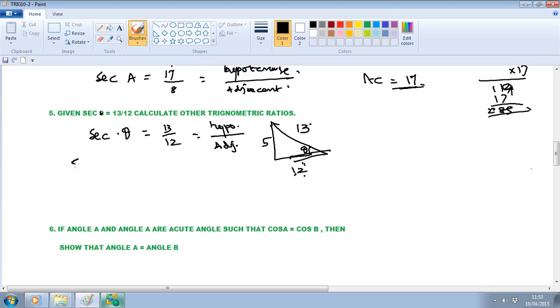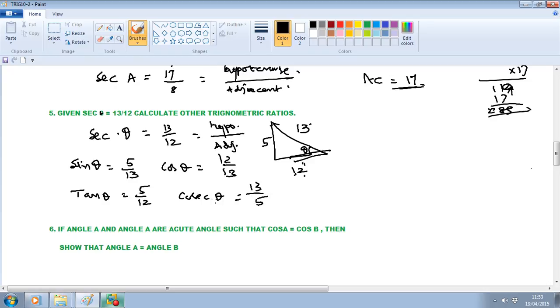Now you try: what is sin theta? 5 by 13. Cos theta is 12 by 13. So cos and secant are reciprocals. What about tan theta? It's 5 by 12. Cosecant theta is just the reverse, 13 by 5. Tan and cotangent: cot theta is equal to 12 by 5.